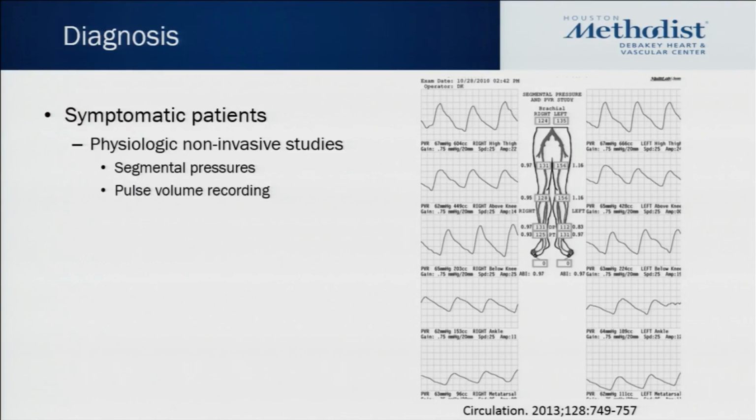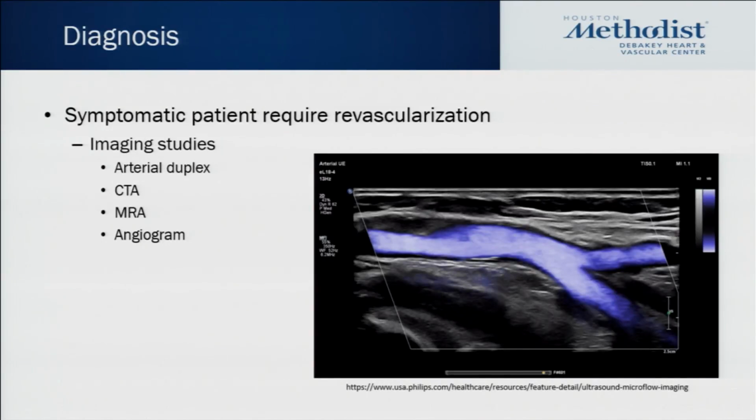Like the ankle brachial index, a blood pressure cuff is put not only at the ankle but at different levels on the thigh and lower extremity, and we look at these waveforms. If the amplitude or the waveform changes, that indicates there is peripheral arterial disease. So that's how it gets diagnosed. If the patient is symptomatic and deemed to need revascularization, the recommendation is to do some kind of imaging study, either ultrasound, CT, MRI, or even angiogram.